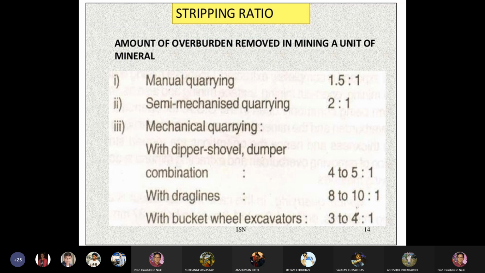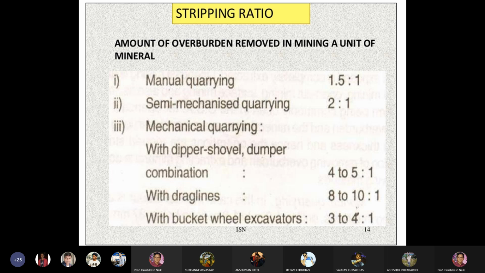So we have discussed stripping ratio, the amount of overburden removed in mining a unit of mineral is called your stripping ratio. If it is a manual quarrying, stripping ratio should be 1.5 is to 1. If it is a semi-mechanized quarrying, the stripping ratio should be 2 is to 1. If it is a mechanical quarrying with deeper shovel and dumper combination, then the stripping ratio should be 4 to 5 is to 1.